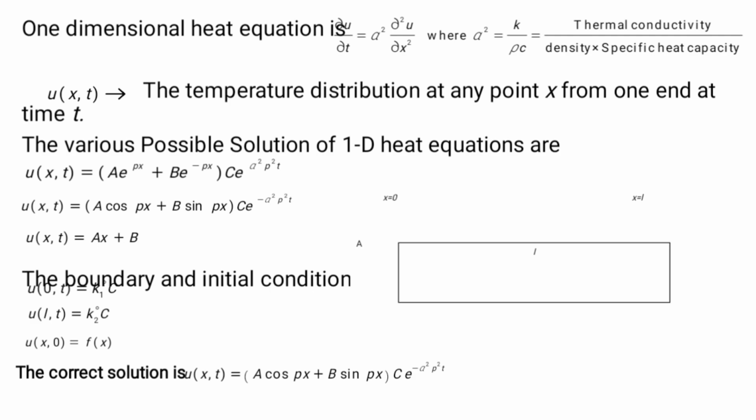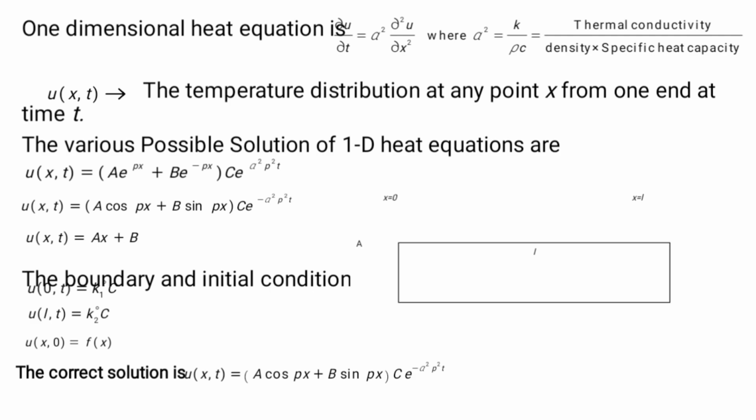Previously we discussed the one-dimensional wave equation. The equation is ∂²y/∂t² = α² ∂²y/∂x². So you have to find the maximum power, which is 4. So we have four conditions: two boundary conditions and two initial conditions.